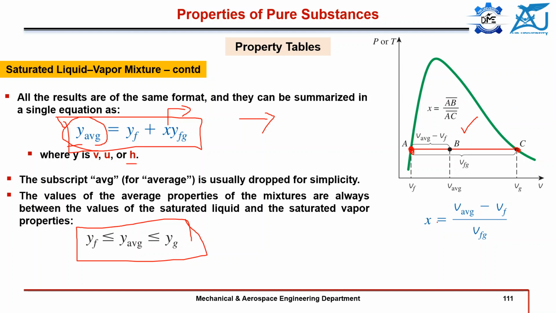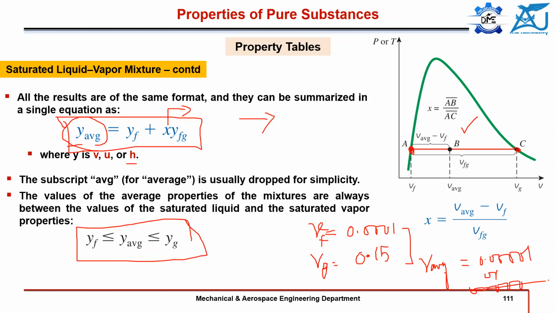For a saturated vapor-liquid mixture, your properties will always be between the properties at saturated liquid and saturated vapor. It cannot be more than that. This means if your specific volume for liquid is, for example, 0.0001, and for the saturated vapor phase it is 0.15, it is not possible that the v average of the mixture will be outside these two values. It cannot go beyond these two ranges. Okay, clear up to this point because we will start an example.